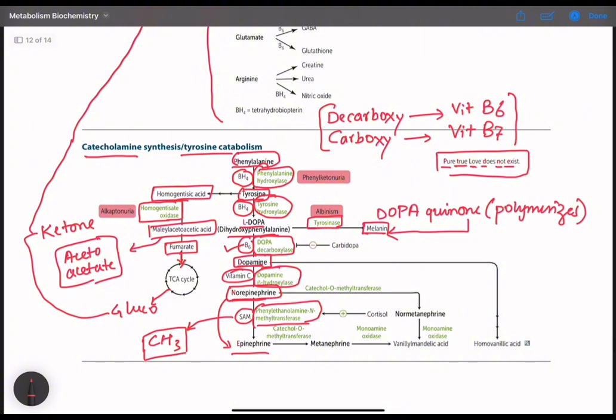So now if there is any sort of abnormality in this pathway, we will have certain diseases. If there is an abnormality in the conversion of phenylalanine into tyrosine, for instance a deficiency of the enzyme phenylalanine hydroxylase, we will have a condition known as phenylketonuria. Likewise, if we have a deficiency of the enzyme tyrosinase, we will have albinism. And if we have a deficiency of homogentisic acid oxidase, we will have alkaptonuria.